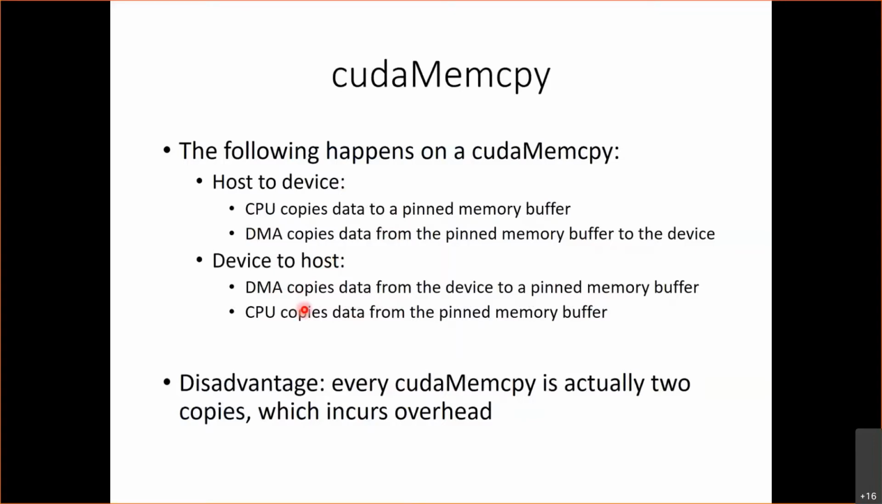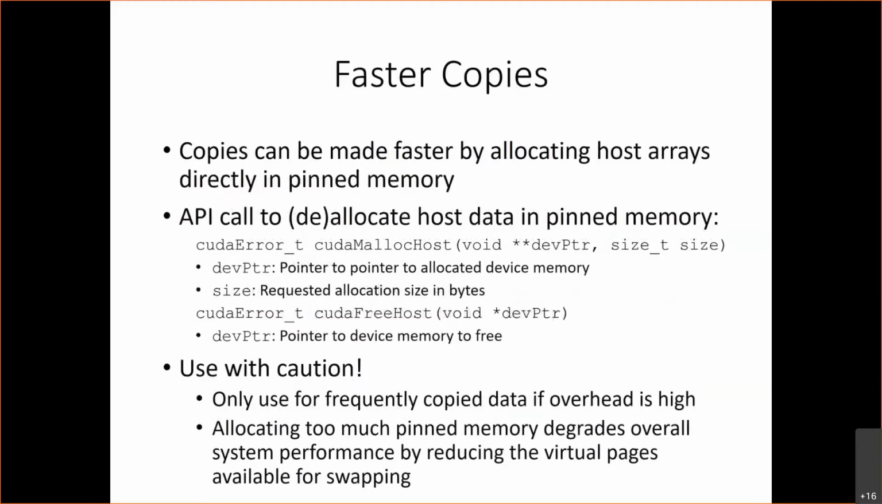So to get faster copies, what we can do is allocate our memory buffers directly using CUDA malloc host, and then we have to free them using CUDA free host so that we can unpin those pages. But of course, we have to use this with caution, because if we pin all the pages in our memory, we don't leave the operating system with pages in order for it to do the swapping. So this would degrade system performance.